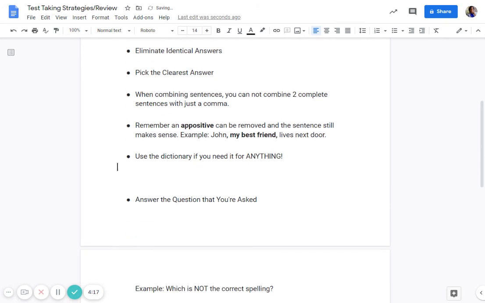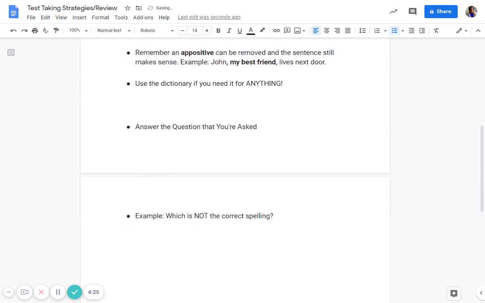Lastly, you want to answer the question that you're asked. Okay. And what we mean by that is if it says which is not the correct, make sure you're looking for the one that's not. A lot of times we go and find the correct. Don't go and find which is the correct spelling if it says which is not the correct spelling. Circle the word not so that you know that you're looking for the one that's not. Okay, remember these are usually easy, but they'll throw this not in here to throw people off because they're not answering the question that they're asked. Okay?